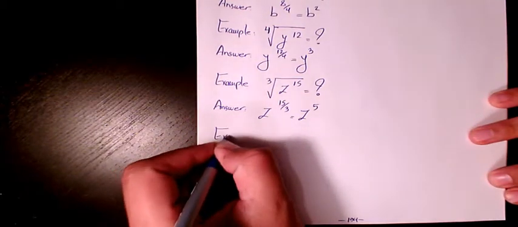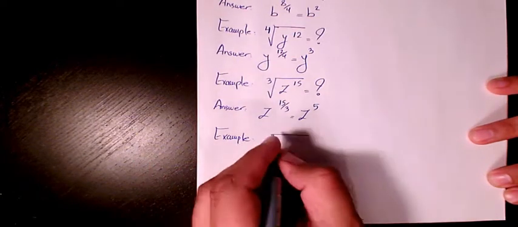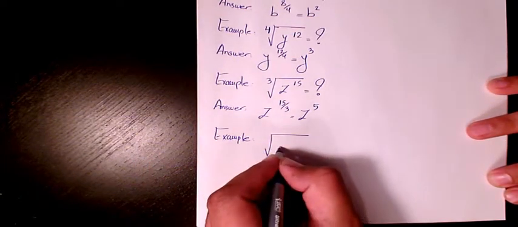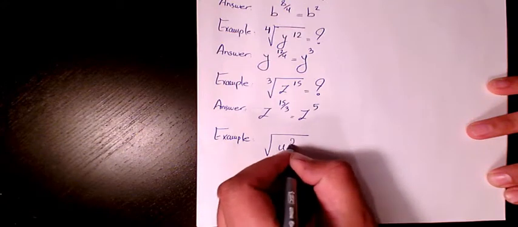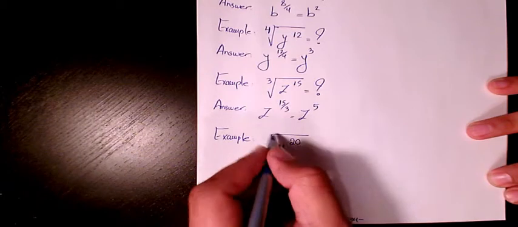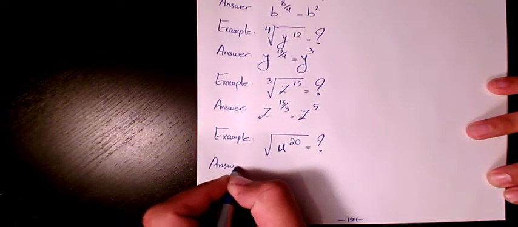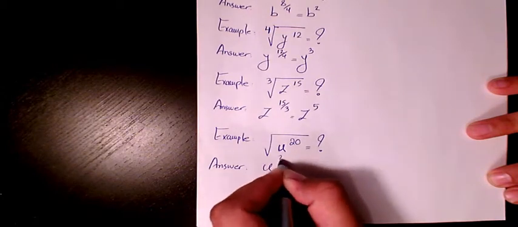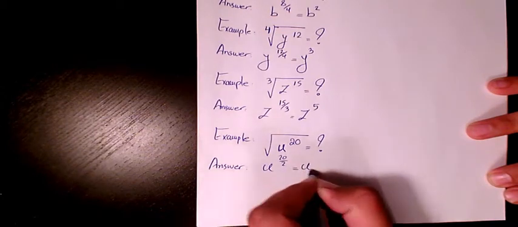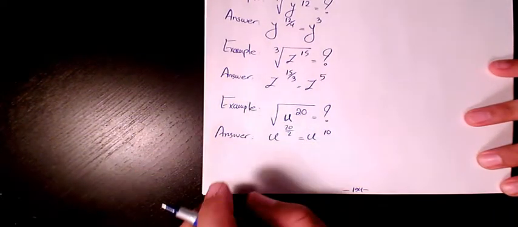Next example, square root of u to the power of 20, and we are talking about square root. The answer is u to the power of 20 divided by 2, which is u to the power of 10. This is the final answer.